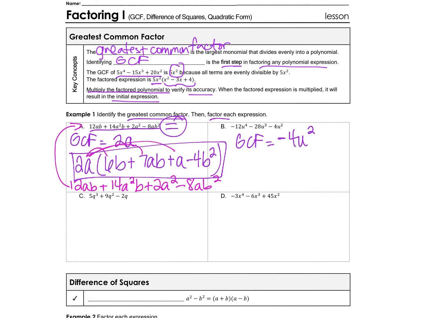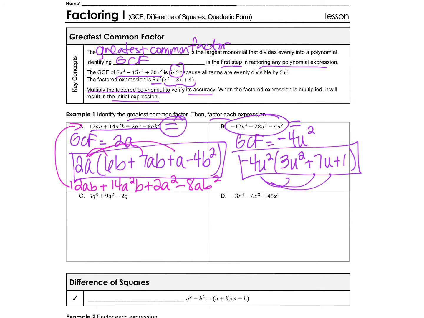To find my answer, I'm dividing each one of them by my GCF, which is negative 4U squared. So I'm going to open parentheses. GCF always goes out in front. And then I'm going to divide it. When I divide it, I should get 3U squared plus 7U plus, now negative 4U squared divided by negative 4U squared, you have to put a number there. That would be a 1, any term divided by itself. Again, you can check it by multiplying this back through, and it should equal the original. So there is my answer. This is just taking out the greatest common factor.